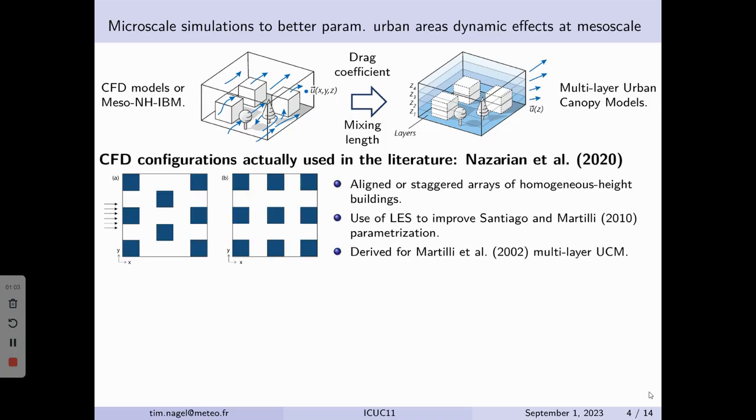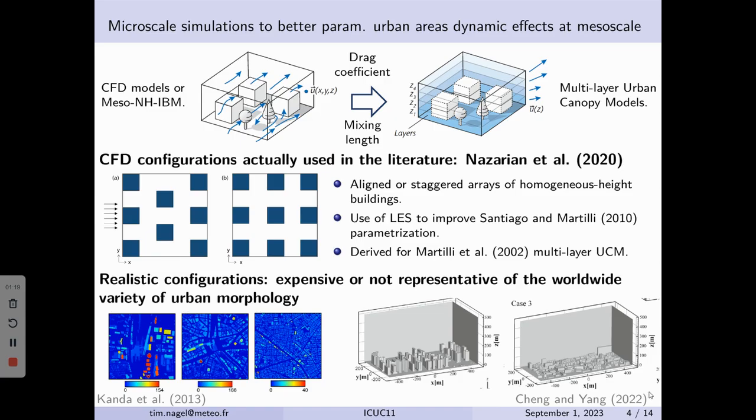Similar things have already been done, for example, with CFD models for very idealized morphologies, like line or staggered arrays of homogeneous height buildings, and they have used them to derive parameters for the BEP multi-layer urban canopy model. It has also been done for real urban districts, like some districts in real cities. The only issue with this is that it would not be possible to do it for every real district because the computational cost is just too high.